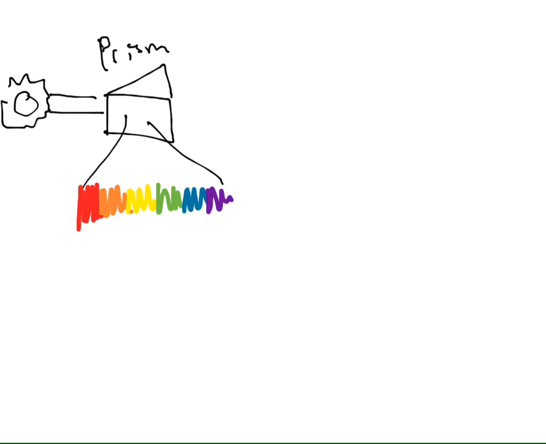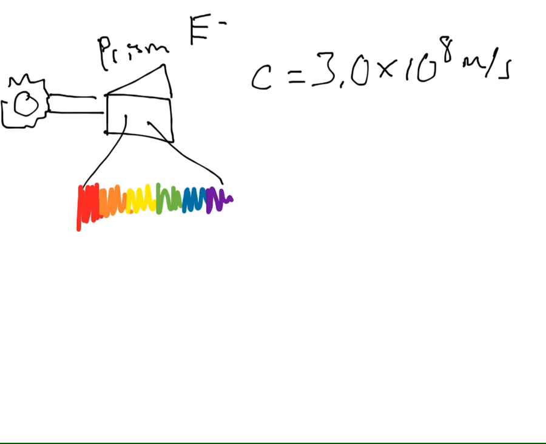So all light travels at the same speed, called the speed of light, which is c. So all light, red, orange, yellow, infrared, ultraviolet, all light travels at 3.0 times 10 to the 8th meters per second. That's the speed of light. And you've all heard of that because you've all heard of E equals mc squared. And that c is the speed of light. Same c, speed of light. So all light travels at that same speed.